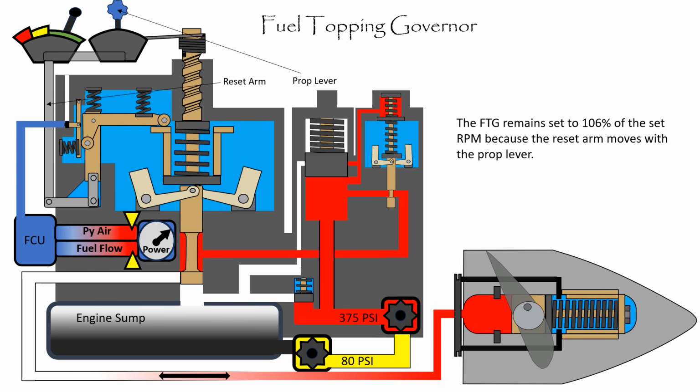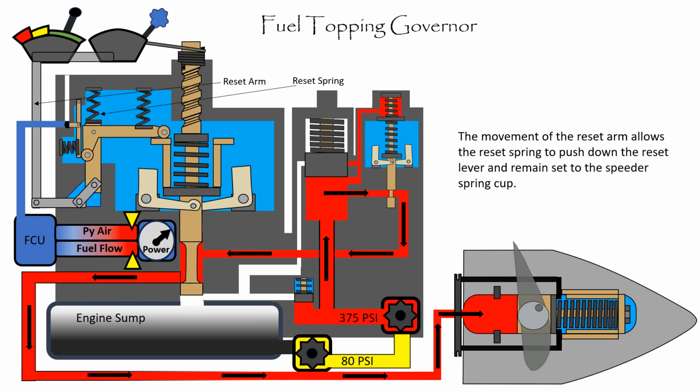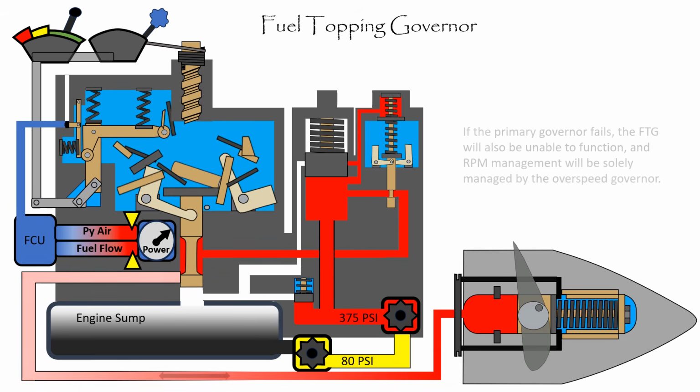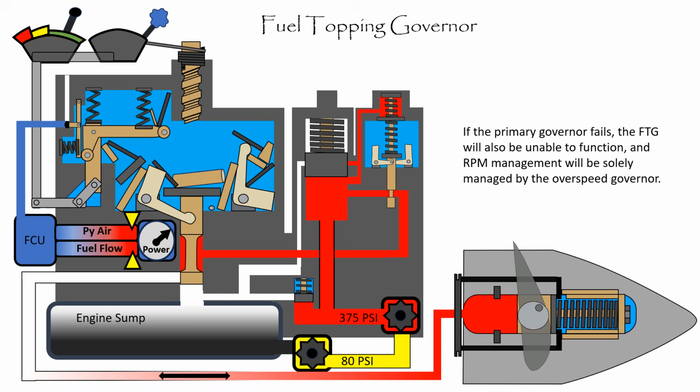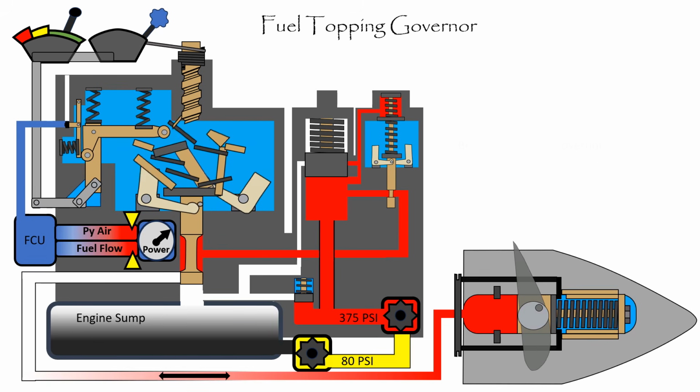The fuel topping governor remains set to 106% of the set RPM because the reset arm moves with the prop lever. The movement of the reset arm allows the reset spring to push down the reset lever and remains set to the speeder spring cup. If the primary governor fails, the fuel topping governor will also be unable to function, and RPM management will be solely managed by the overspeed governor.